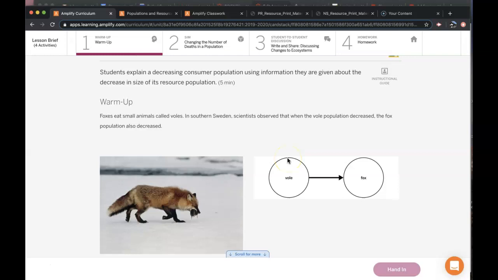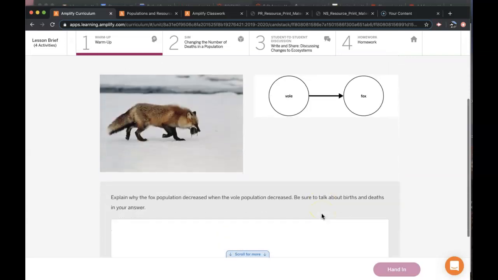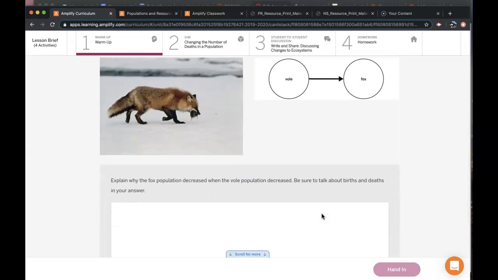The foxes got less energy from energy storage molecules. The foxes eat the voles. If there are fewer voles, there's less for them to eat, so there are fewer energy storage molecules available. So they'll reproduce less and have fewer births. A decrease in fox births led to there being fewer births than deaths, and the size of the fox population decreased.